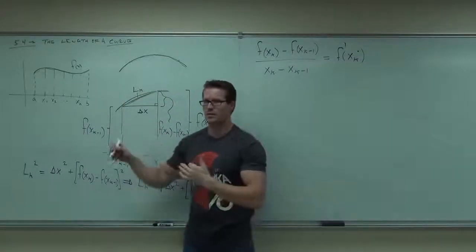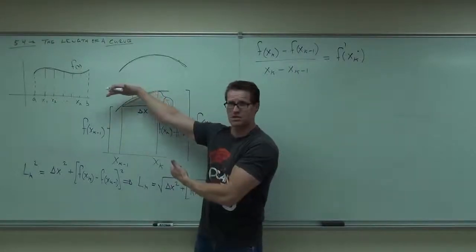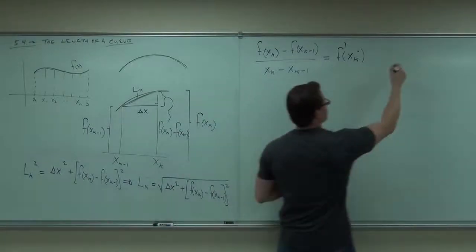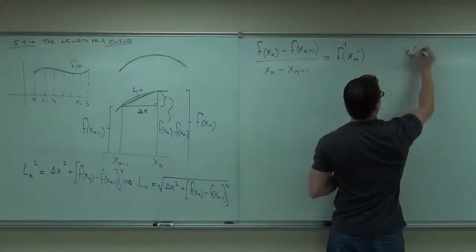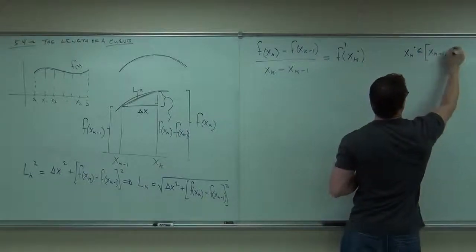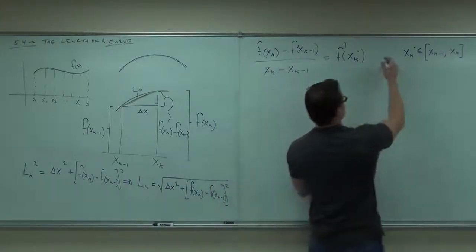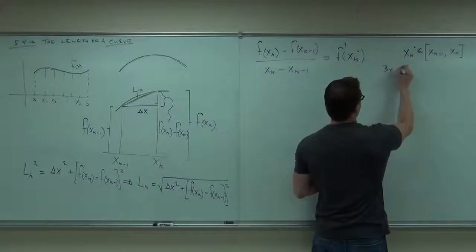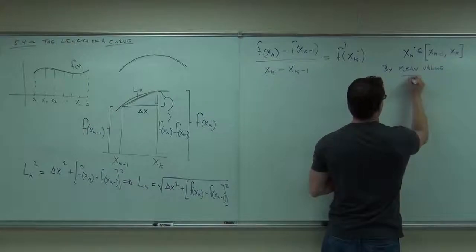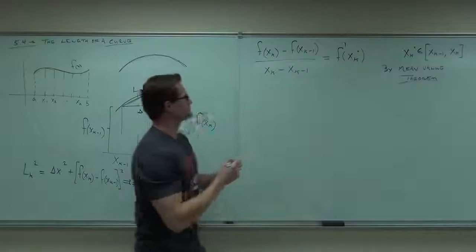my secant line. Where that happens, by the mean value theorem, it has to happen for a continuous function, and we're assuming this is a continuous function. We call it x_k dot. It's going to be somewhere on this interval. This is all by the mean value theorem, by the way.